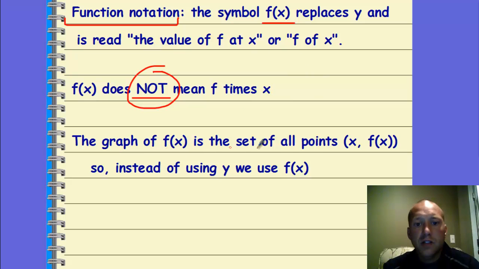So the graph of f of x is set up for all points x, comma, f of x. So you can think of that as y. That's what a lot of you think of it as. You should. But we can use f of x to note that.